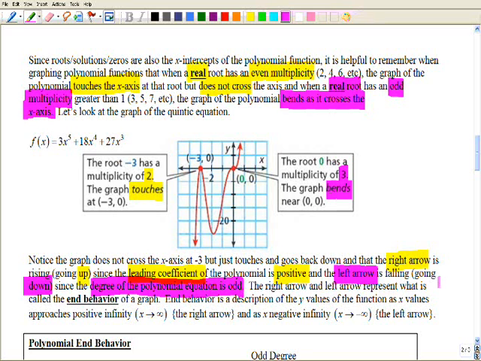So the right arrow and left arrow represent what is called the end behavior of a graph. And this is also really important, and we'll summarize what we just said in a table here below. End behavior is a description of the y values of the function as x values approach positive infinity, which is the right arrow on the graph, and as x approaches negative infinity, which is the left arrow.